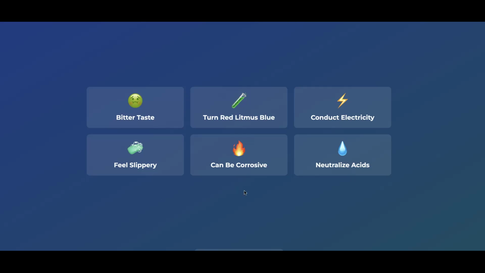Number five, they can be corrosive, also like acids. Number six, they neutralize acids. Neutralization means that the bases react with acids to form water and salt, so they neutralize each other. The acid neutralizes the base and the base neutralizes the acid in what's known as a neutralization reaction.